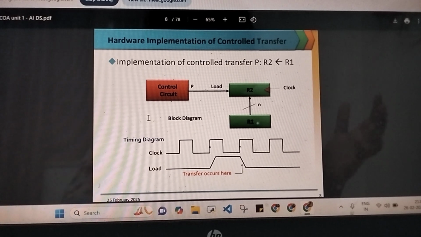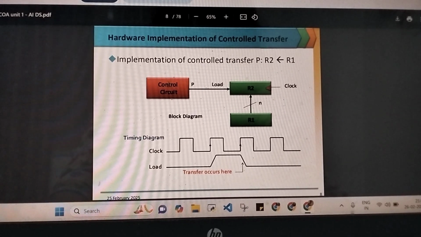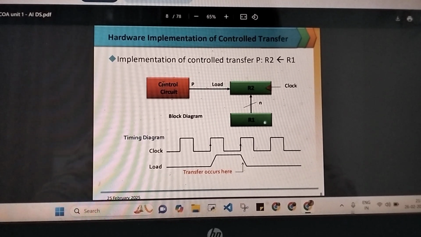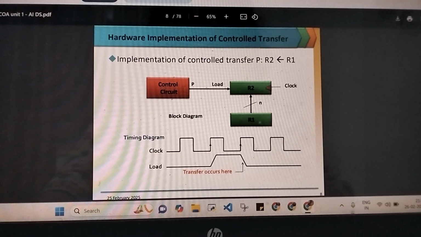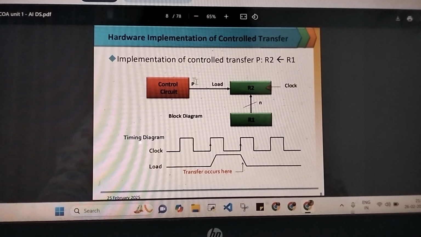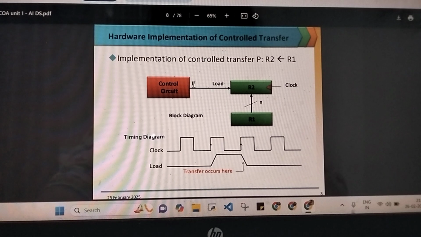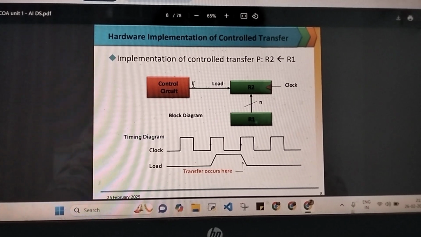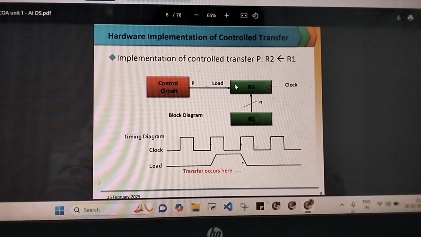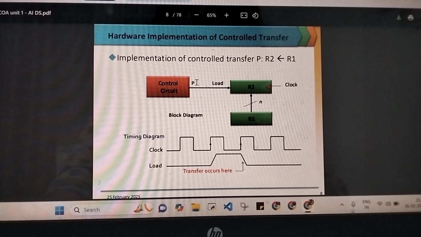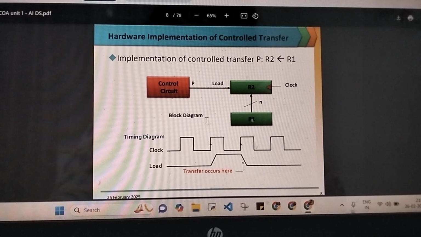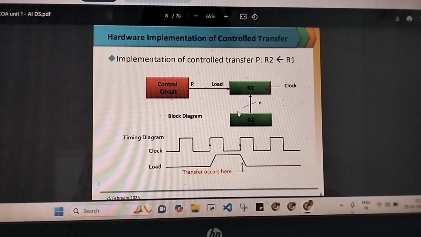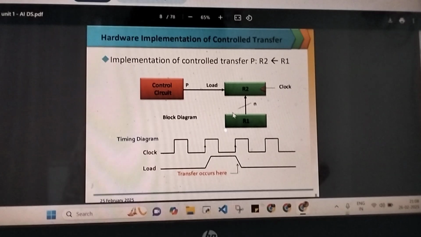And this is the hardware representation. So you have a control circuit here, which is basically any combinational circuit which gives you one output p value. The p is again a binary variable which can take either 0 or a 1. So if it takes 1, then this transfer will happen. If it takes a 0, this transfer will not happen. That is conditional transfer or control transfer.